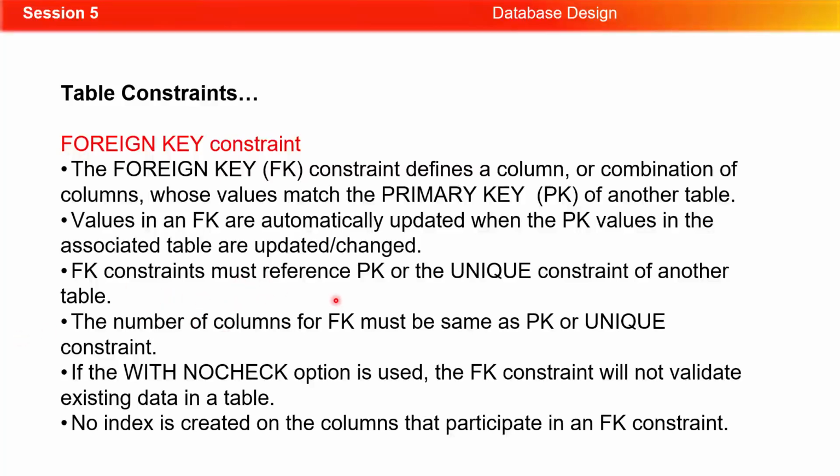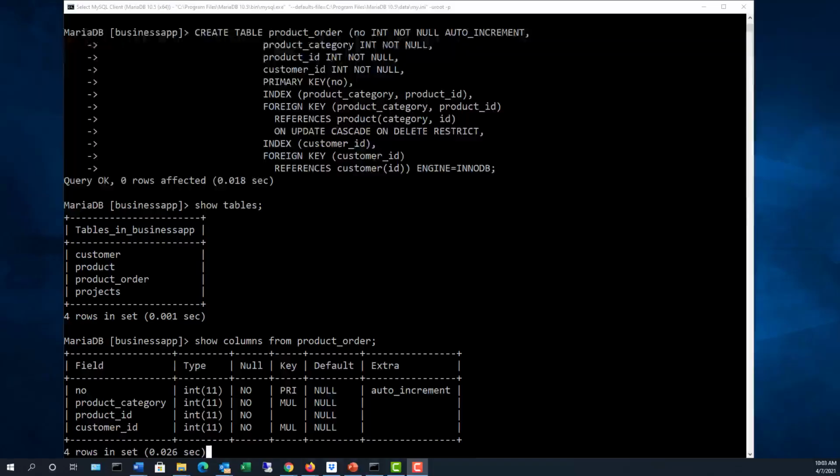Foreign key constraints must reference primary keys or the unique constraint of another table. The number of columns for a foreign key must be the same as the primary key or unique constraint, so they must be consistent. If the with no check option is used, the foreign key constraint will not validate existing data in tables, so that's important to know. No index is created on columns that participate in the foreign key constraint.